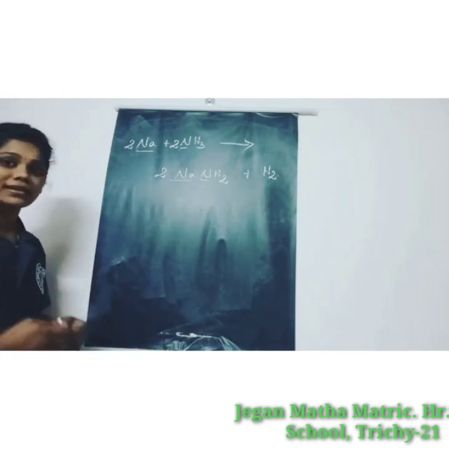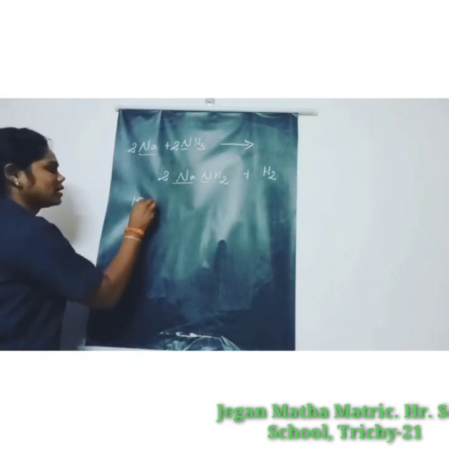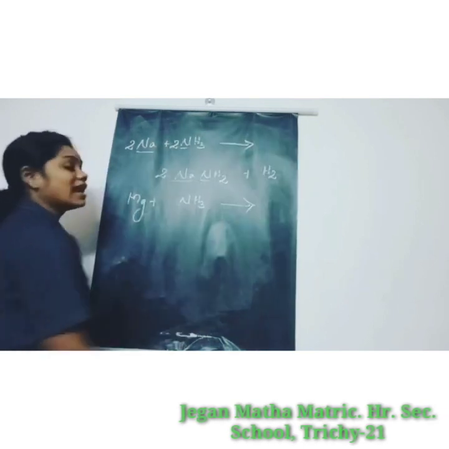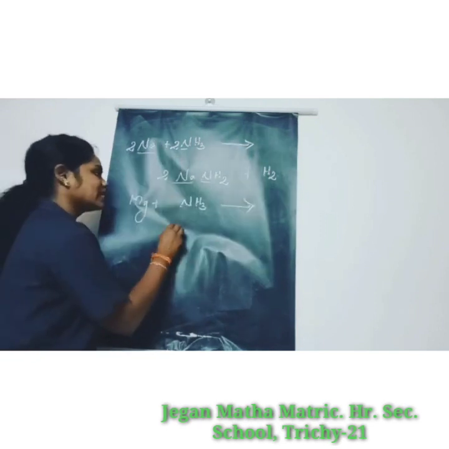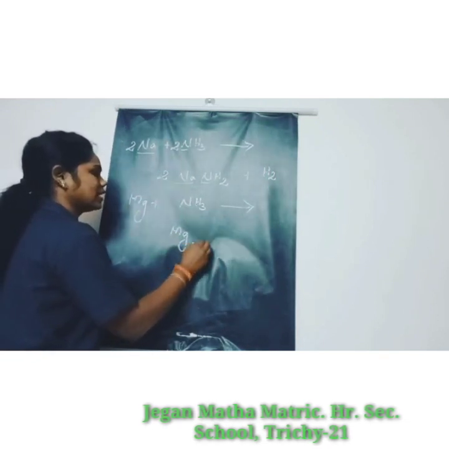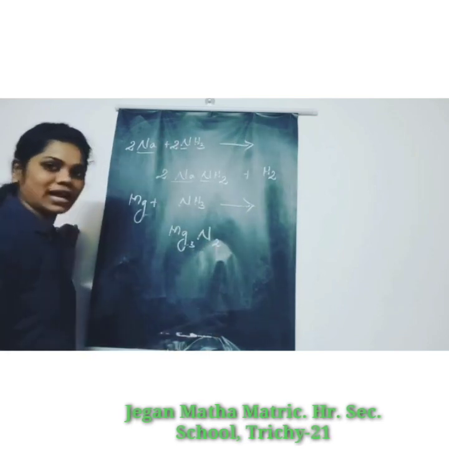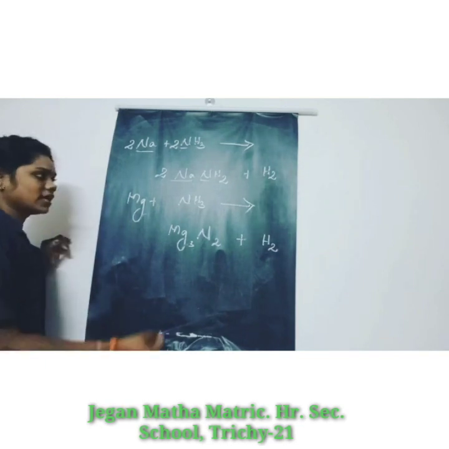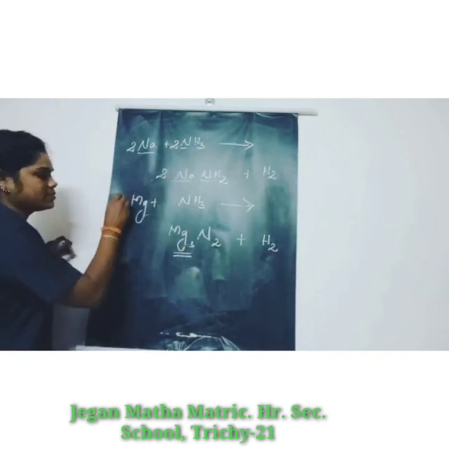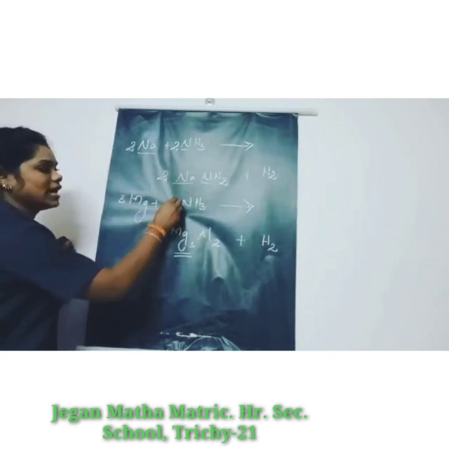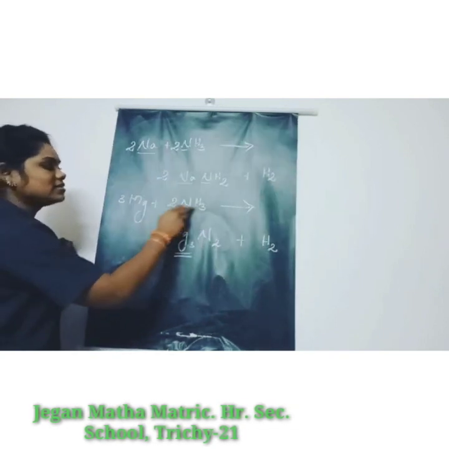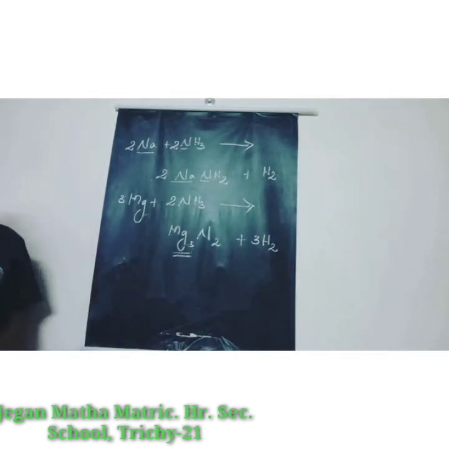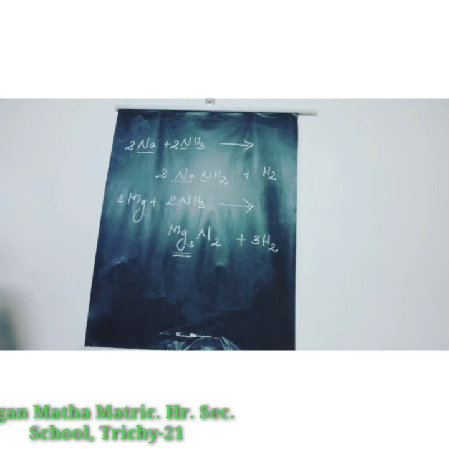And next, the metal taken is magnesium, which is reacted with ammonia. It gives a metal nitride, so magnesium nitride is formed, Mg3N2. And hydrogen is also formed. So how is the equation balanced? Here 3 times magnesium, so here 3 times, and nitrogen 2 times, so here 2 times, and hydrogen 3 2s are 6, so here 3 2s are 6. So the equation is balanced.